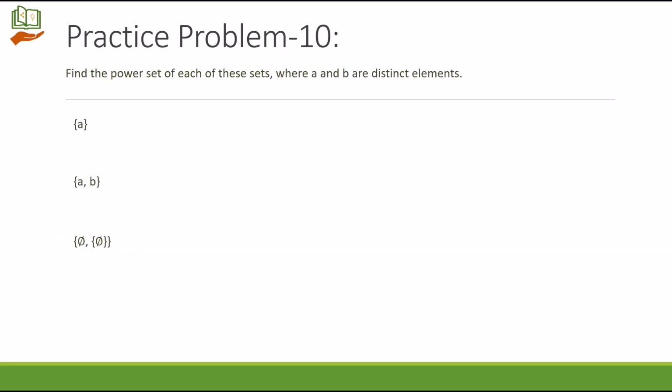Next question. Find the power set of each of these sets where A and B are distinct elements.